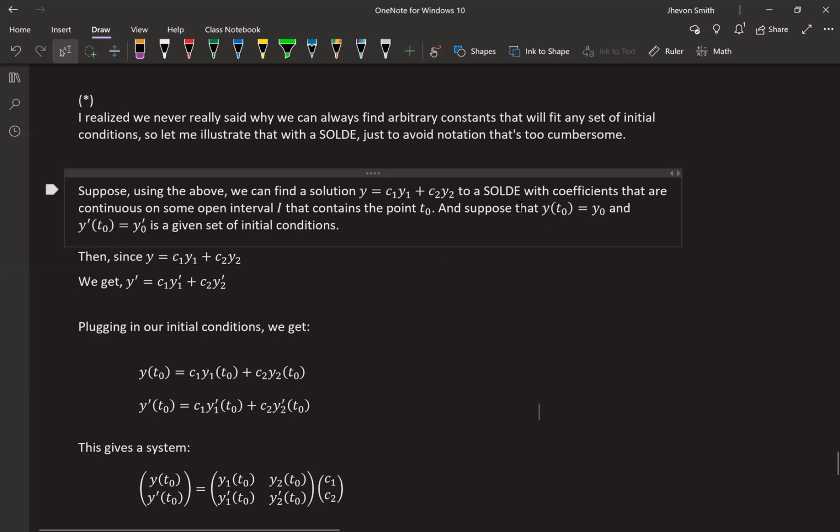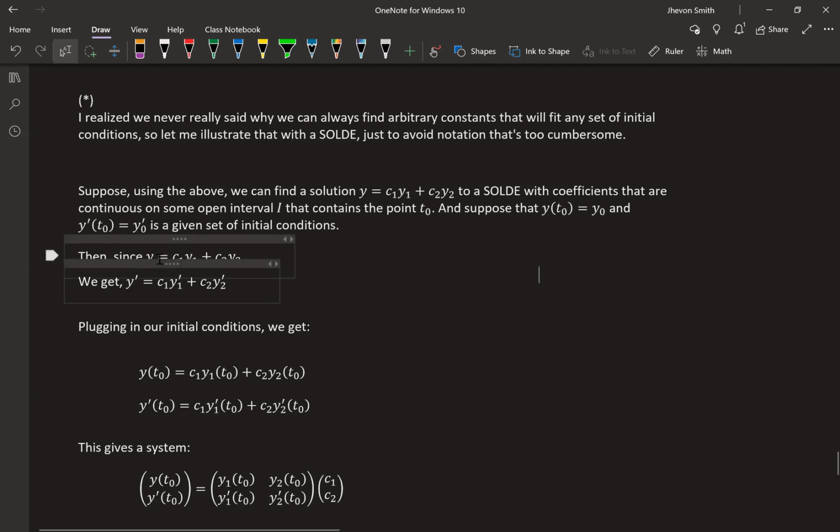So why is it that given any set of initial conditions, if I can find a general solution, I can find arbitrary constants that will fit it? Well, suppose I have a solution y equals c1y1 plus c2y2 to some second order linear differential equation. And suppose someone gave me some random initial conditions, y of t naught equals y sub 0, and y prime of t naught equals y prime sub 0. Then if I take my general solution and differentiate it, I would get that. And then if I plug in our initial conditions, I would get these two.